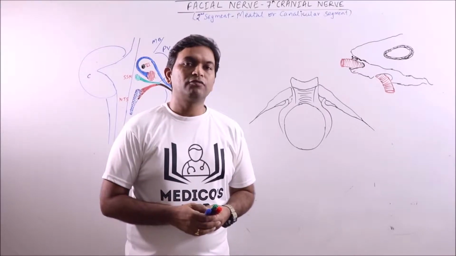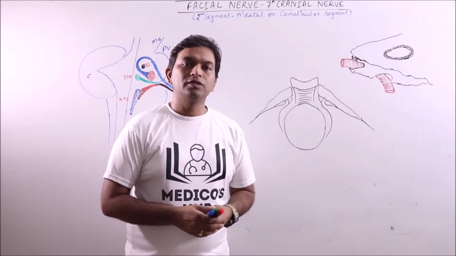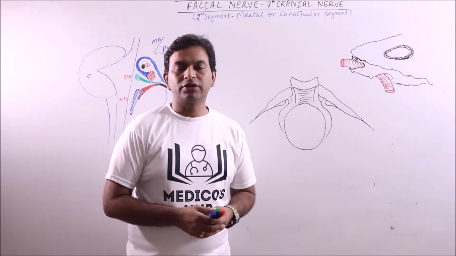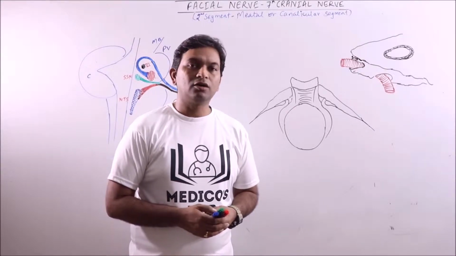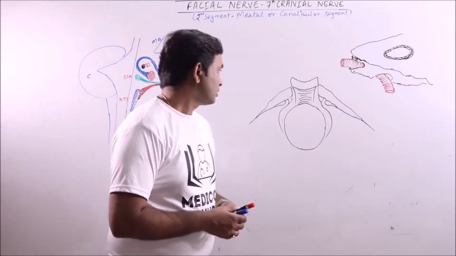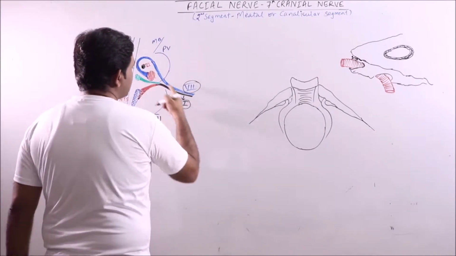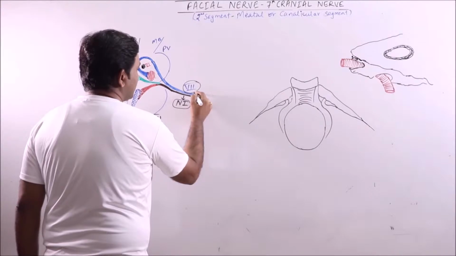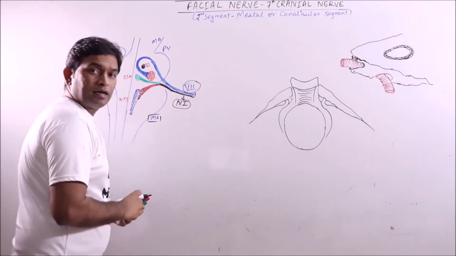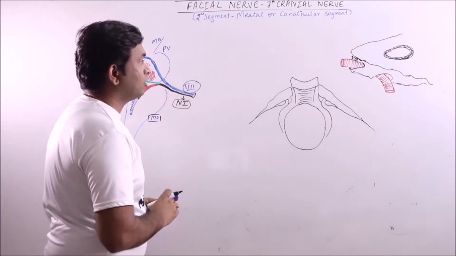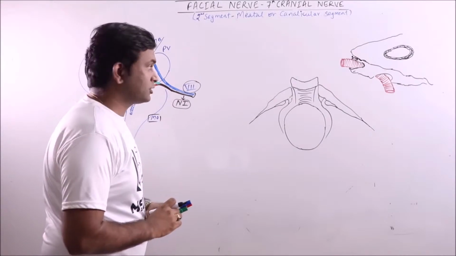This is my third lecture on the facial cranial nerve, and I am going to discuss the second segment of the facial cranial nerve, which is known as the meatal or canalicular segment. As we have discussed, this is the first part or first segment of the facial cranial nerve which enters the internal auditory canal or internal auditory meatus.